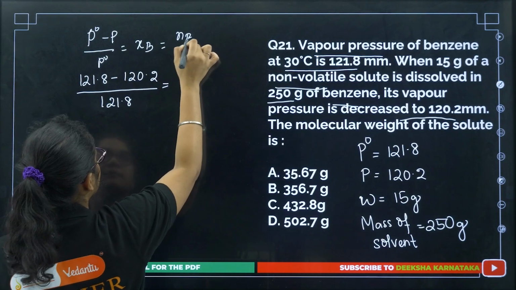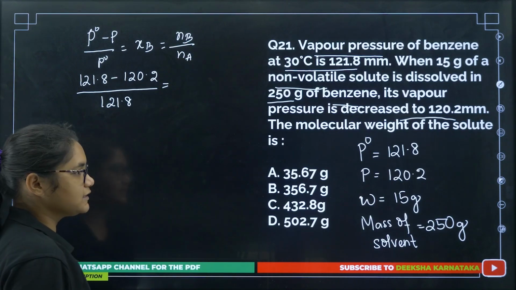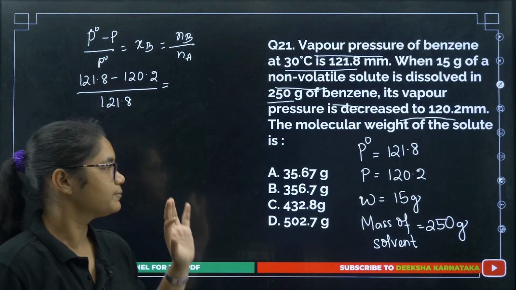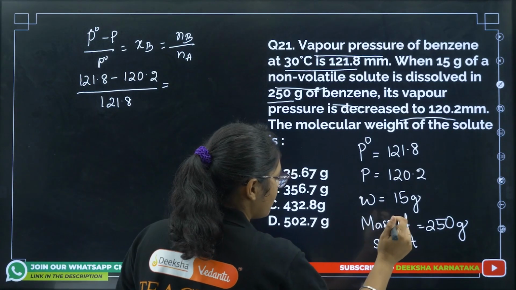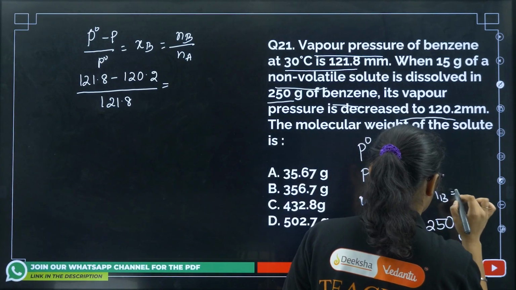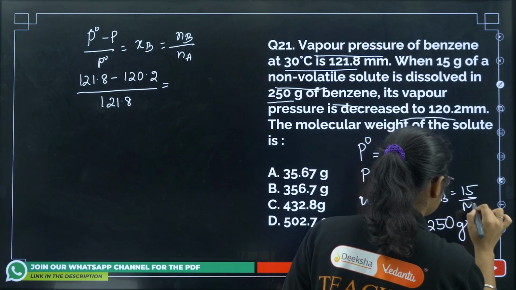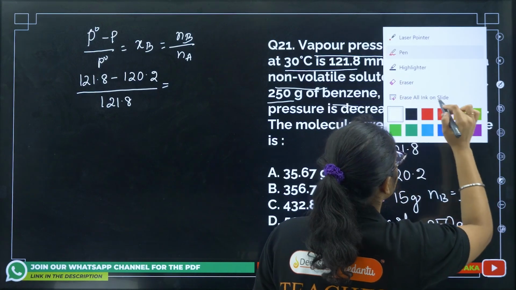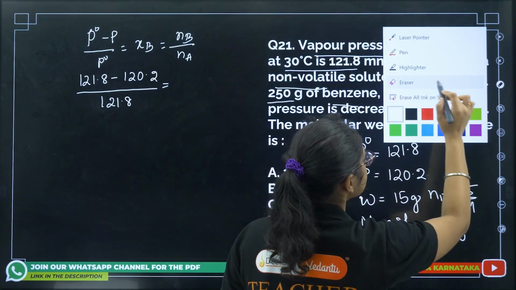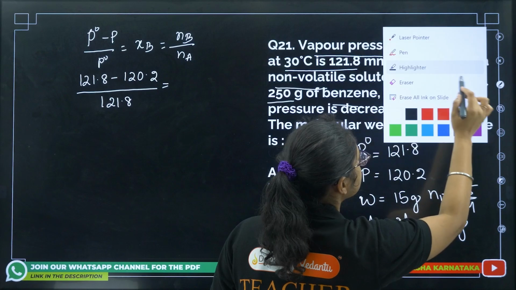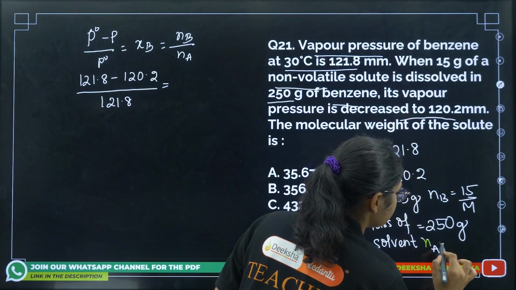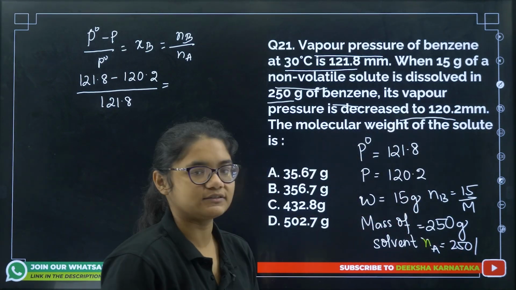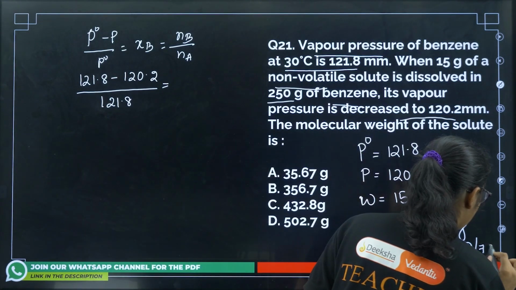We can write that as NB by NA, right? We have discussed that in very dilute solutions, in the denominator we can ignore the number of moles of solute. So I'll write only NB. NB means moles of the solute, so 15 by the molar mass, which we need to calculate. And the number of moles of the solvent will be 250 by the molar mass of benzene. Molar mass of benzene is 78, right?